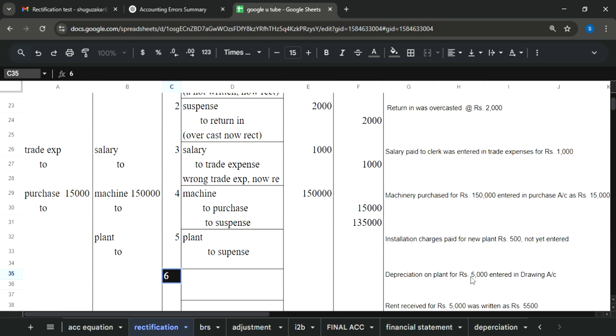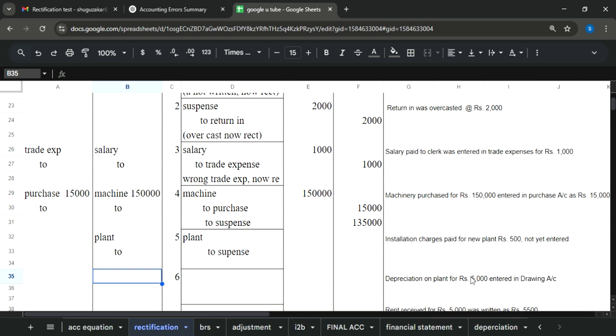Depreciation upon plant. Depreciation is an expense. Expense should be debited. So depreciation was your original entry. Now we will see what mistake we have done. Entered in drawings account. There was no logic of writing drawings over here, but this was the mistake.